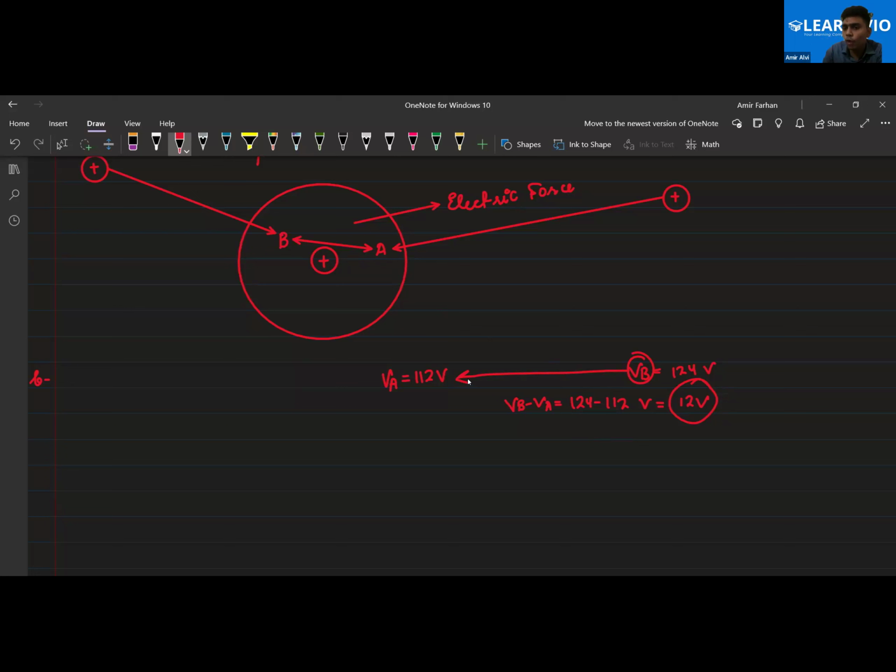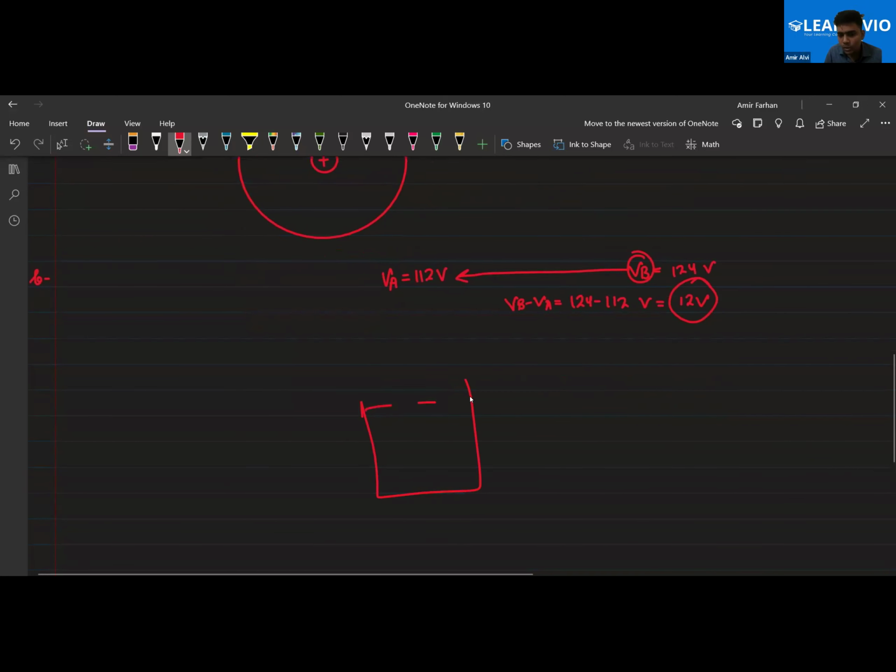Am I clear? Just like the waterfall, suppose that two water tanks are there. One is completely full and one is basically at the bottom. If there is a connection between both the tanks, the water will flow until the water in the tanks becomes equal to each other. The water will flow from this one because it is at a higher point and that one is at a lower point. Am I clear?